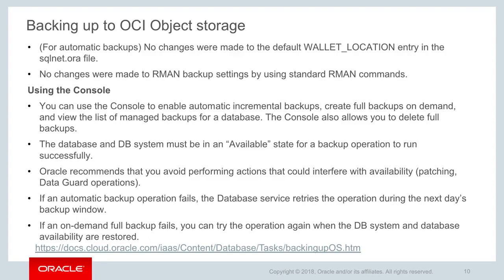Now when you use the console, you can enable automatic incremental backups, create full backups on demand, and view the list of managed backups for a database. You can also use the console to delete full backups. For a backup operation to run, your database and DB system must be in an available state. Oracle recommends that you avoid performing actions that could interfere with availability, such as patching or Data Guard operations.